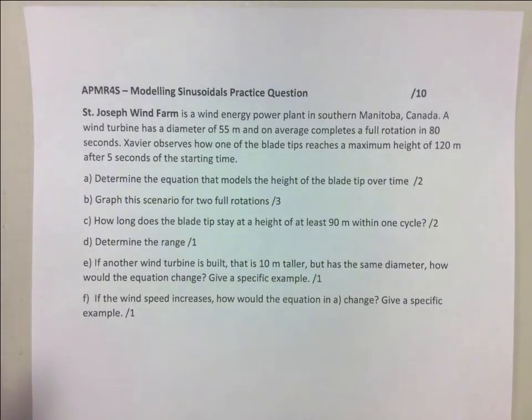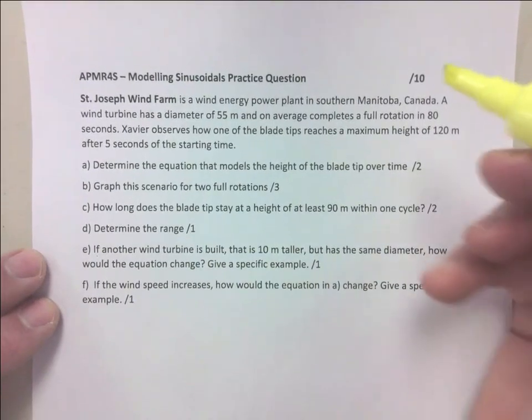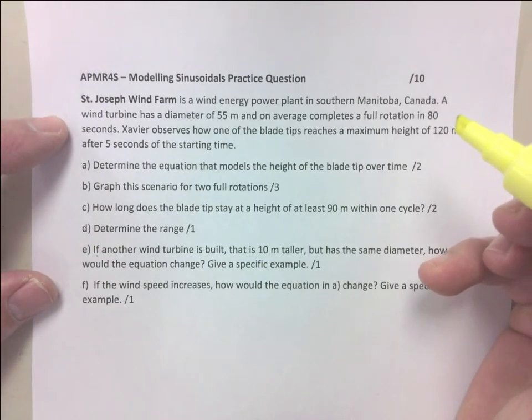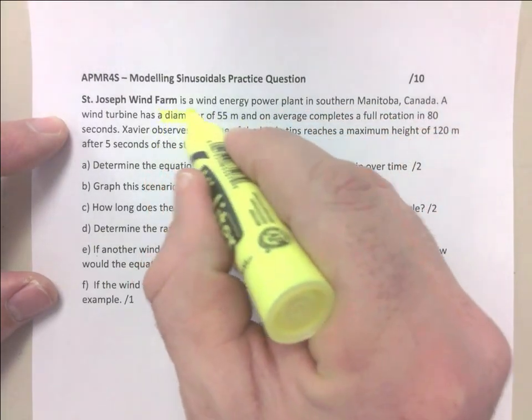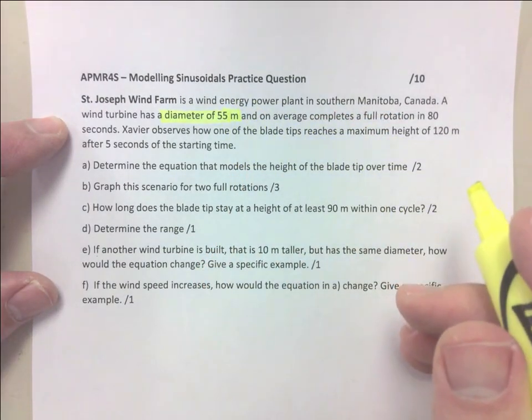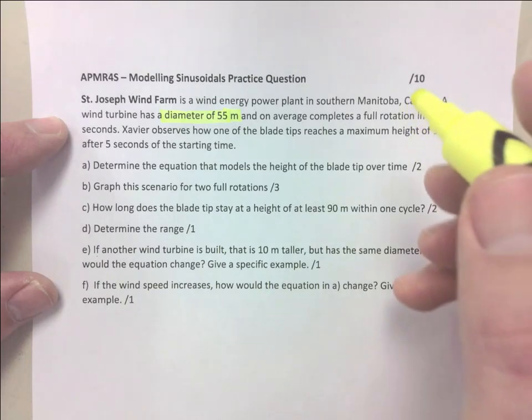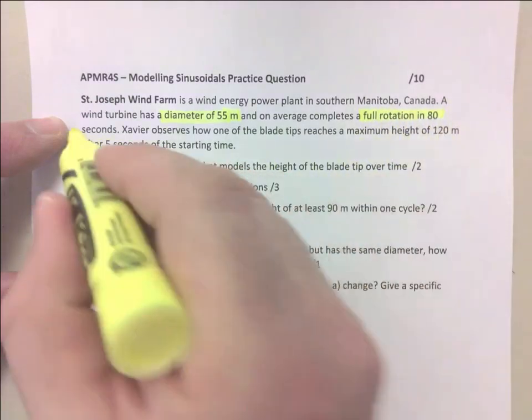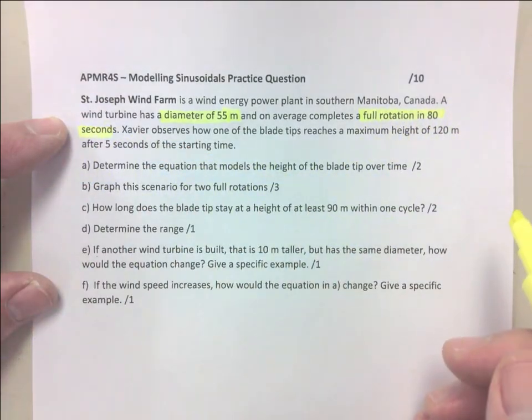So St. Joseph Wind Farm is a wind energy power plant in southern Manitoba. A wind turbine has a diameter of 55 meters, so you know it's a circular item. On average, it completes a full rotation in 80 seconds. So that is our period, right? That's how long it's going to take.